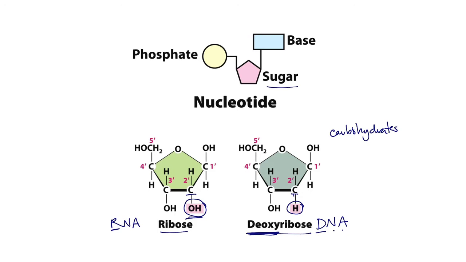Okay, so the differences in the sugar of the RNA and DNA nucleotides are not very dramatic, but the presence of this extra oxygen on the ribose sugar means RNA is a little bit less stable. So RNA is less stable because it's got this extra oxygen group. DNA is more stable because it is deoxy.